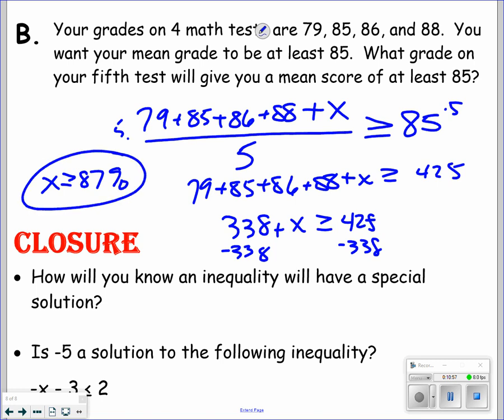So how do you know an inequality will have a special solution? Any time the variable is gone. When you go to solve and the variable is gone, you need to decide whether it's going to be infinitely many solutions or no solution.